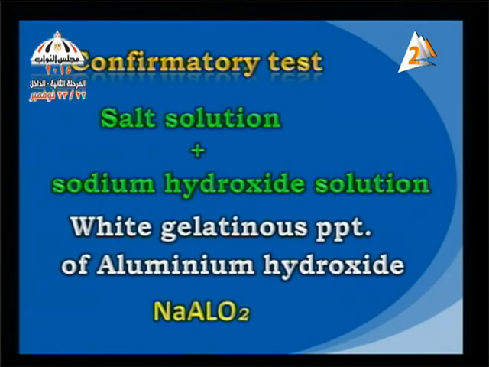What about the test for this? Salt solution of what? Of Al. Depending on what? Aluminium, which has 3 positive charges here. Now, complete the equation. We have the salt solution plus hydroxide. Which hydroxide? We have sodium hydroxide solution. It is the confirmatory test. So the salt solution plus the sodium hydroxide solution gives us what?